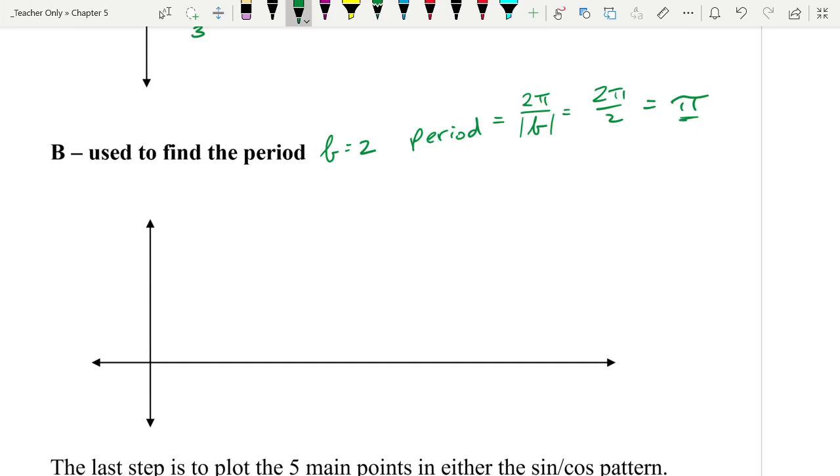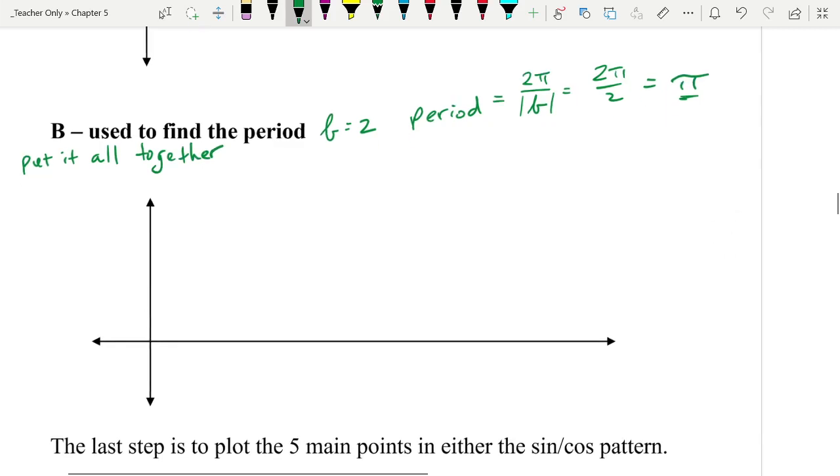I think we're ready to graph everything. Put it all together. And what does it spell? Here we go. So this pi tells me that, again, maybe I should put this in words.